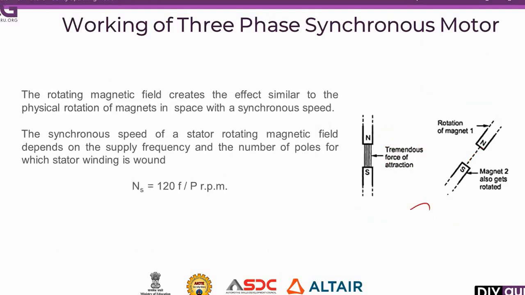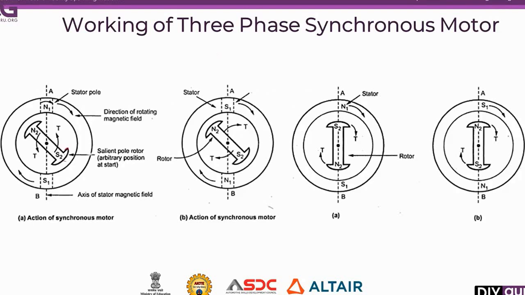Coming to the actual working of the three-phase synchronous motor, consider the stator poles N1 and S1 as shown in the diagram. See N1 and S1, and they are rotating in the clockwise direction with the speed of Ns. We know the formula for Ns. Initially we are taking the rotor as stationary.